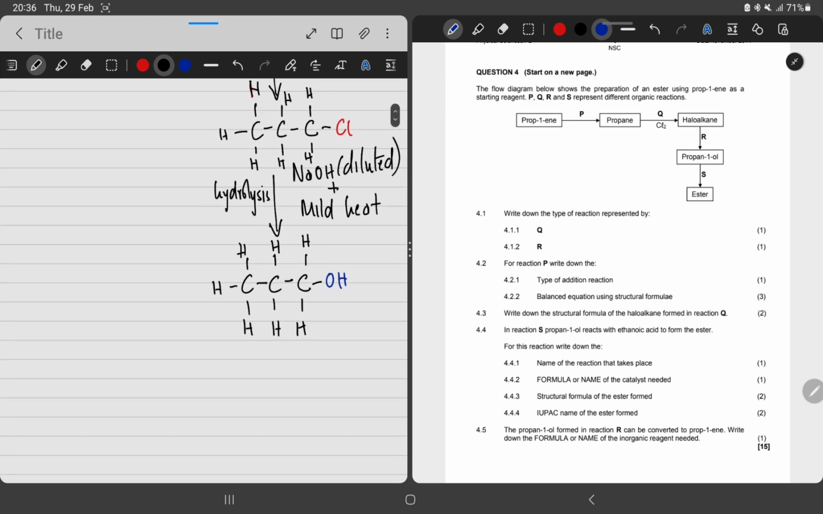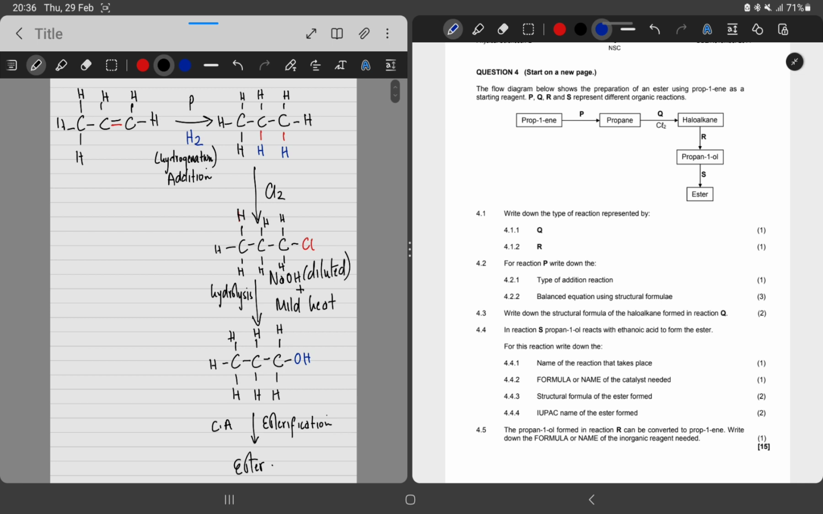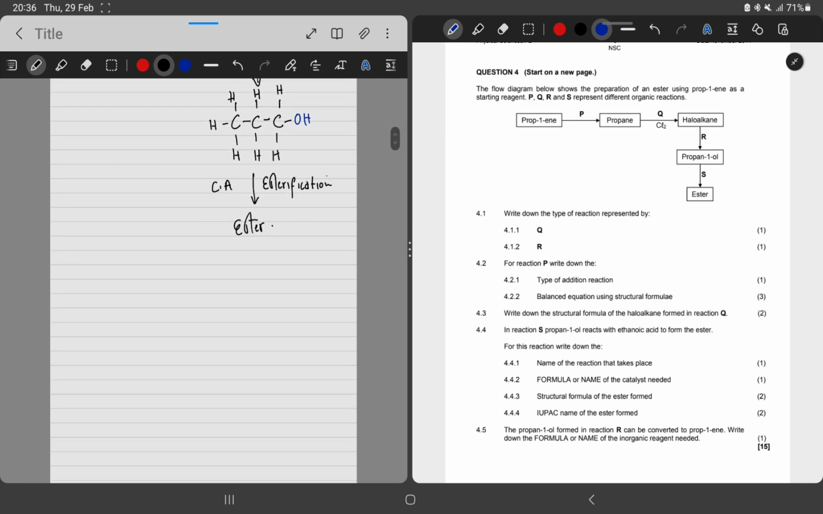Okay. And then now we are moving from an alcohol to produce what? An ester. So this type of reaction is called esterification. And this only happens when you take an alcohol and then react it with a carboxylic acid. So we need to have a carboxylic acid through reaction S in order to produce an ester. Okay, now our diagram is complete. We can tackle the questions.